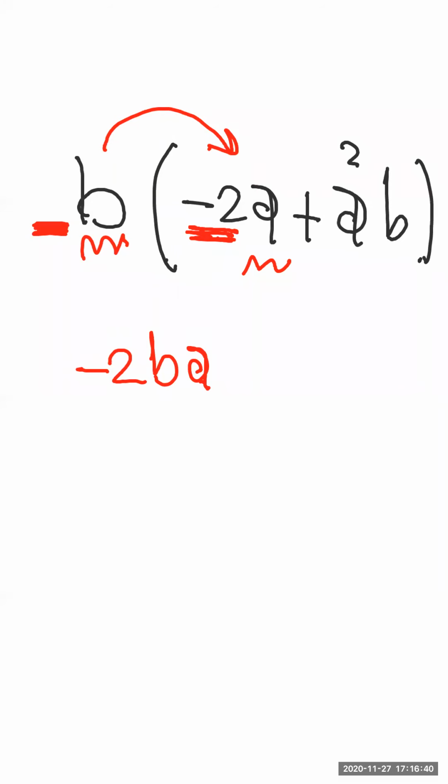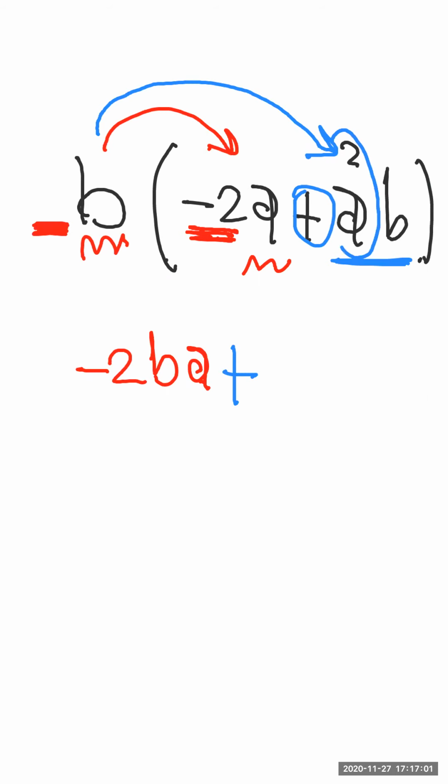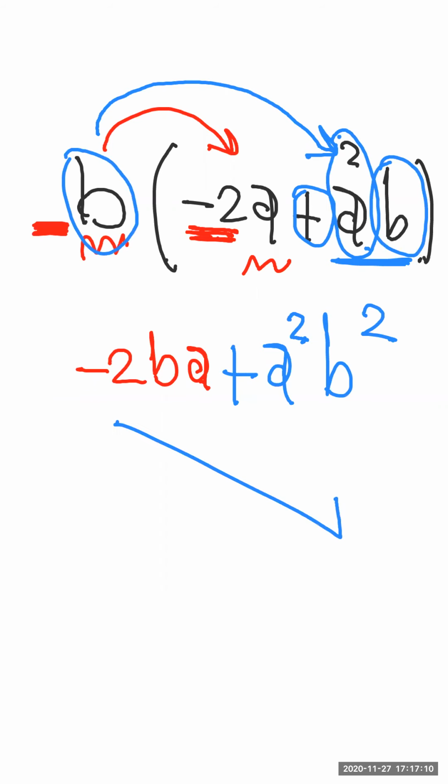Are we clear till now? Yes, Mister. What will be the next step? I'm going to multiply b again by the second term. So b times a squared b, it's a positive a squared b. Then b times b means b squared. That's it. Now it's more clear, guys.